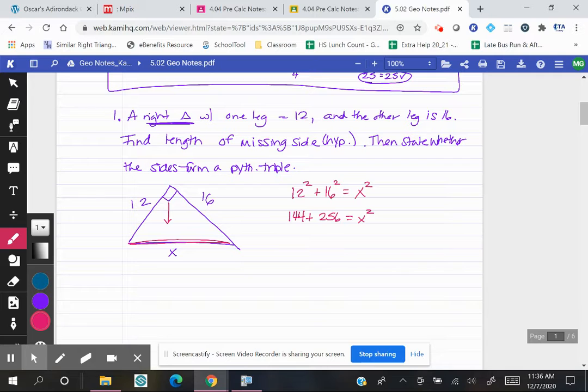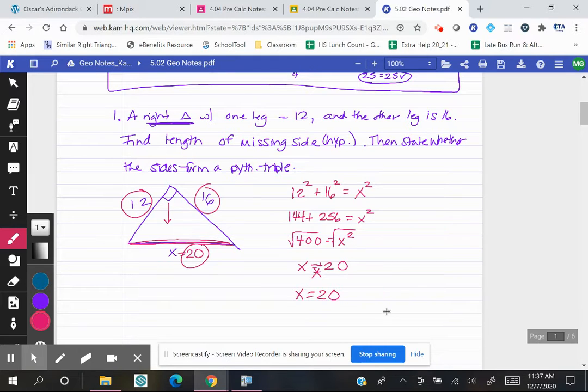And then you get 400 equals x squared. Take the square root. Now, technically, whenever we take the square root, we have plus or minus. So it's plus or minus 20, the square root of 400. But we're talking about the length of a side, so we would reject that negative. So x would be 20, which means our three sides are 12, 16, and 20.